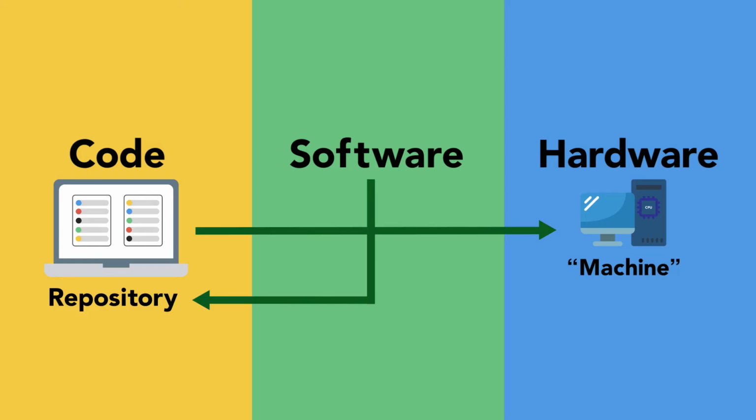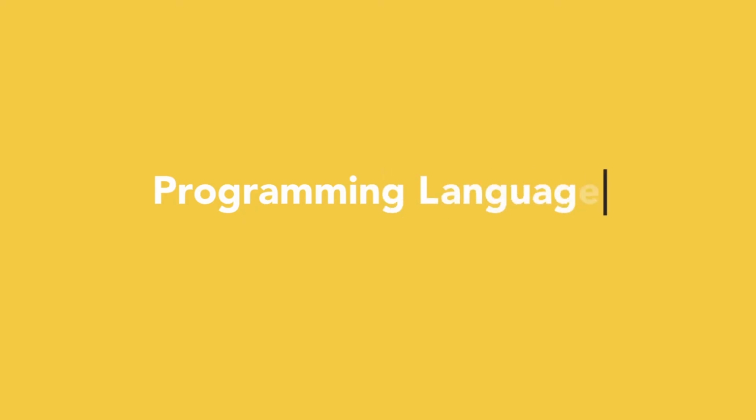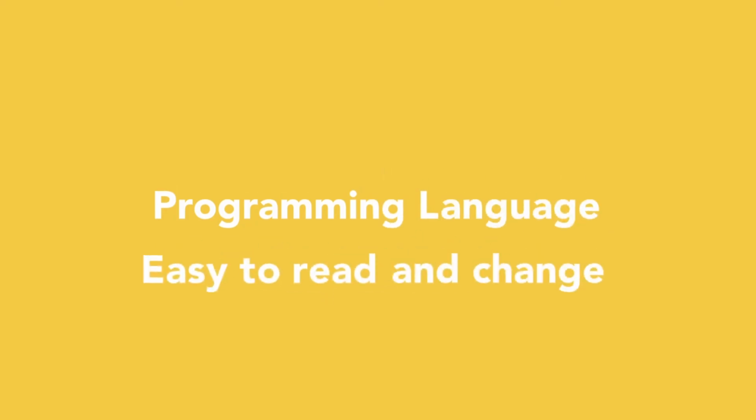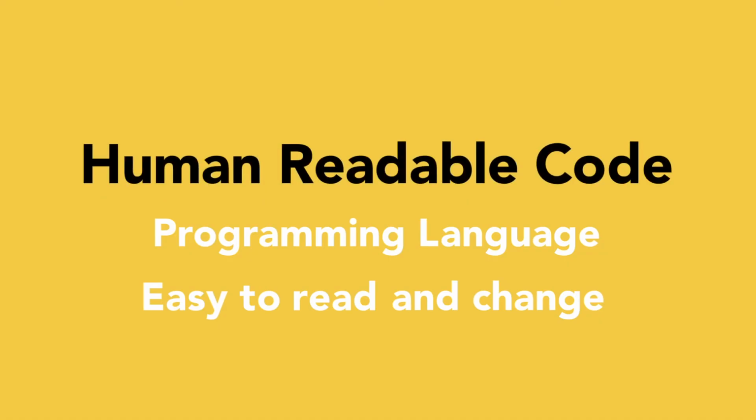And so the second meaning of the term software is when code is being run on a machine. When it's run on a machine, the machine is said to be executing the code, or executing a set of instructions. Code is often written in a programming language to be nice and easy to read and change. We call this human-readable code.